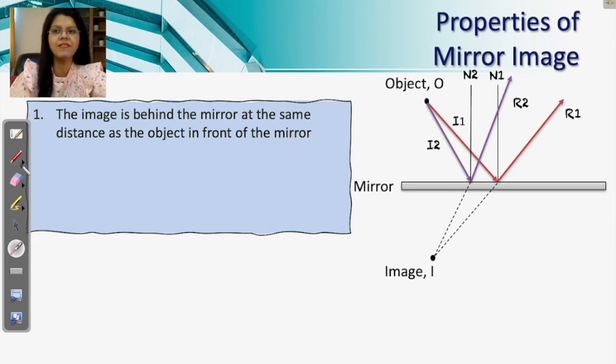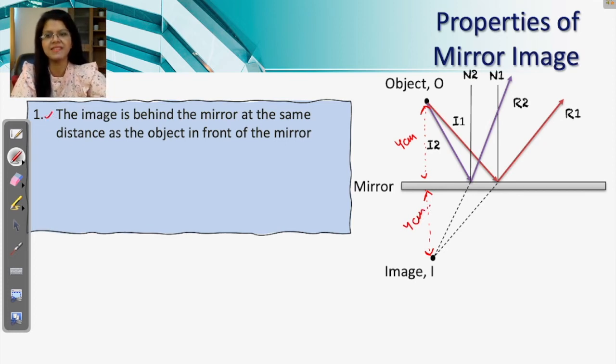This is your property number one. Let us understand. I'm drawing a dotted line. If the object is, say, four centimeters from the mirror, the image will also be at 4 centimeters from the mirror. This is also 4 centimeters. This is what point number one says. The image is behind the mirror at the same distance as the object is in front of the mirror. The object distance from the mirror and the image distance from the mirror should be the same. This is your property number one.